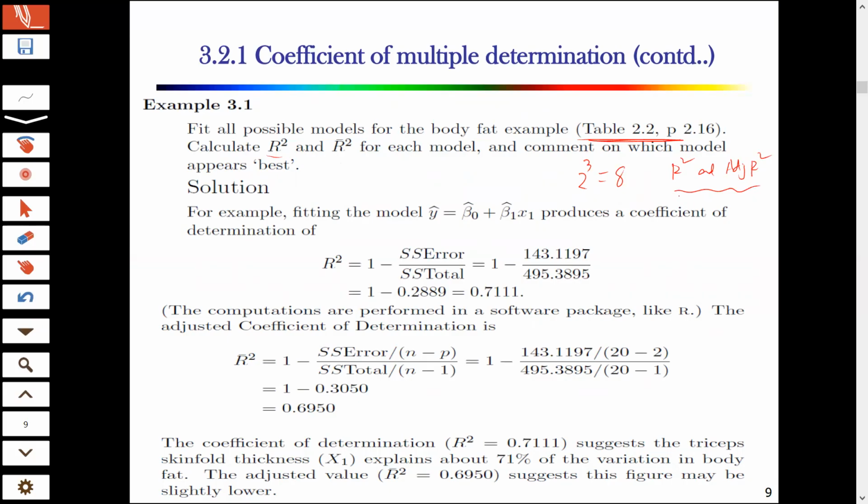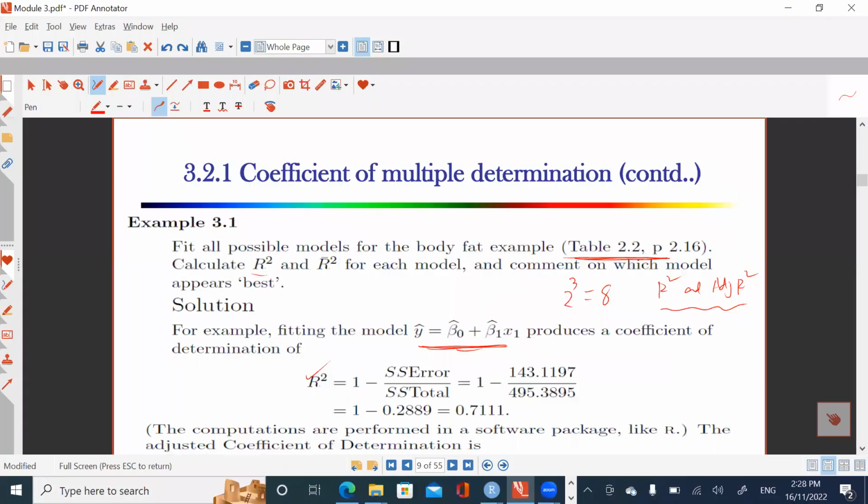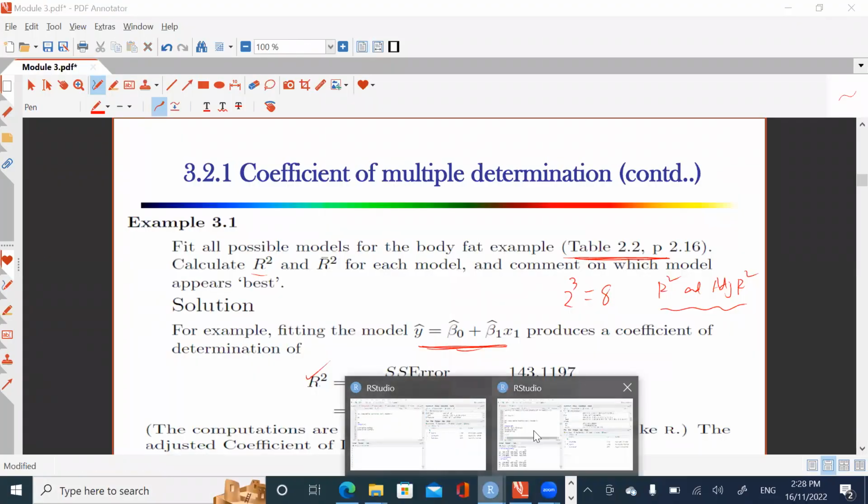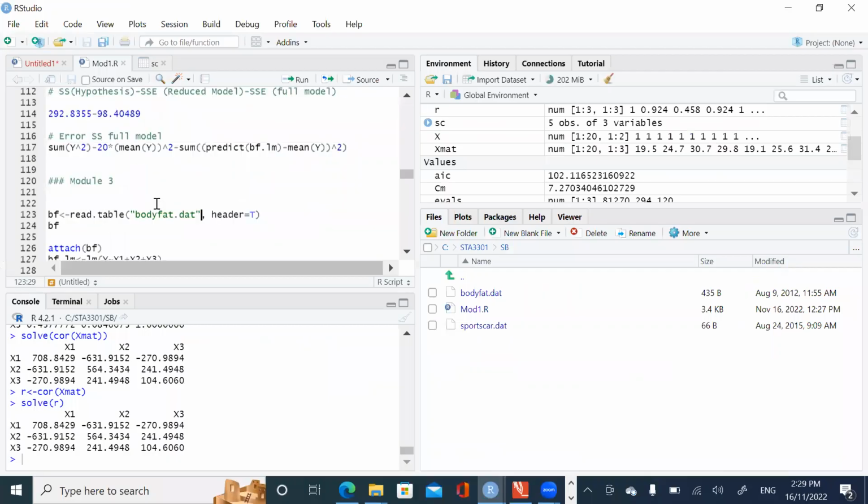In this example, I'm going to show. Look, here the model has only one independent variable, and it shows how we can calculate the R square and the adjusted R square. So now I am going back to my R code and I will show you how we can calculate that.